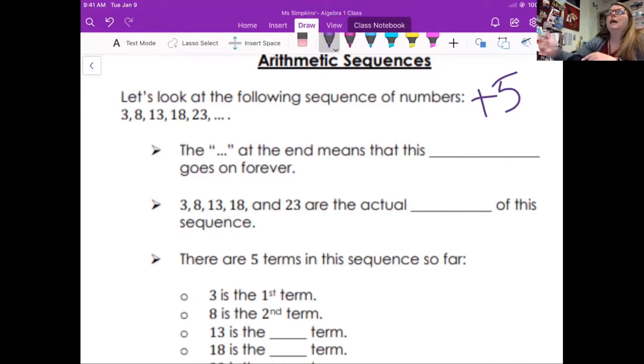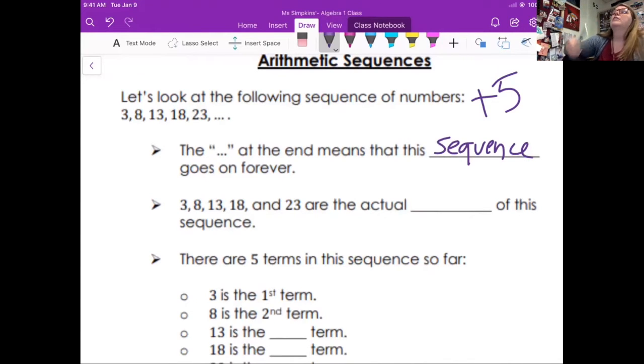The ellipsis at the end of the sequence means that this sequence is going to continue on forever. Does anybody know what the ellipsis is called? It has a name. Say it, Sarah. An ellipsis. Yeah, it has a name, just like a period or a semicolon. It is a part of, what are those things called? Punctuation. Yeah, that was what I was looking for. Ellipsis is what it's called.